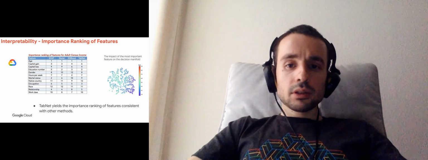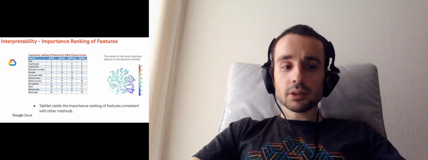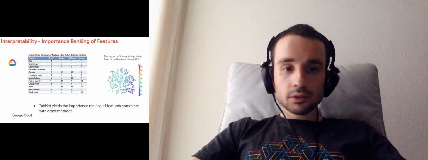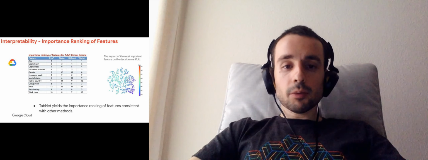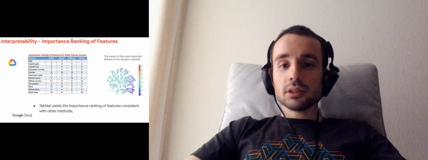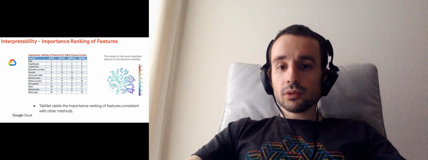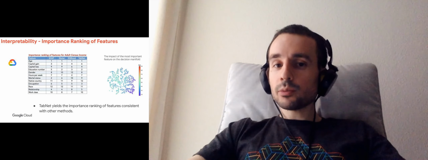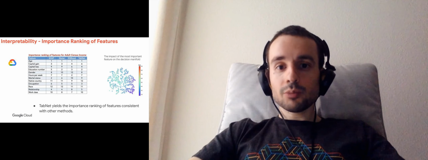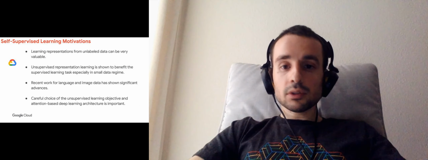If we look at interpretability on real-world datasets, so here we have comparisons on adult income classification, and TabNet gives consistent results with some widely used explainability methods. And this one is showing the decision manifold of the TabNet output and the impact of the most important feature on it. And consistent with TabNet's feature importance, we observe the high dependence of the output on this important feature.